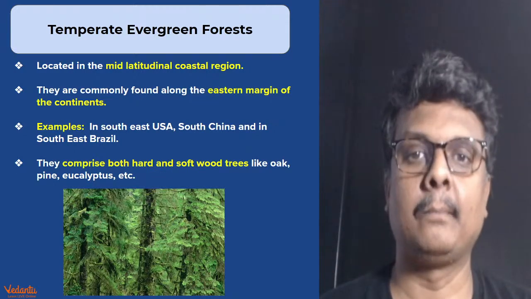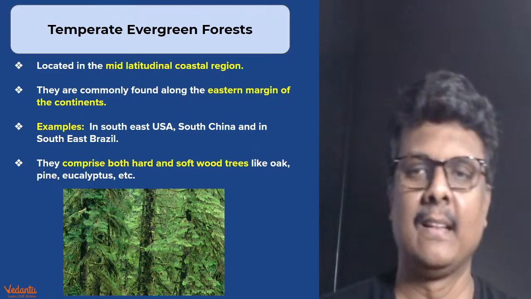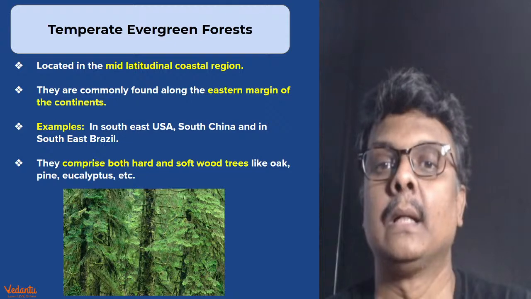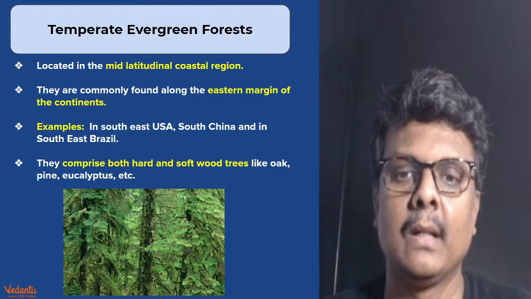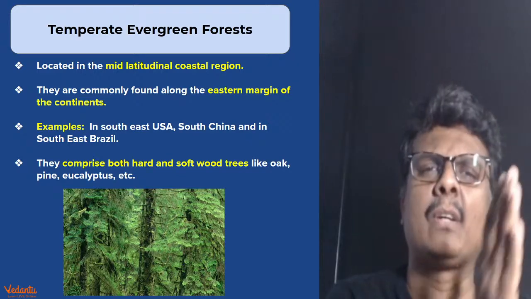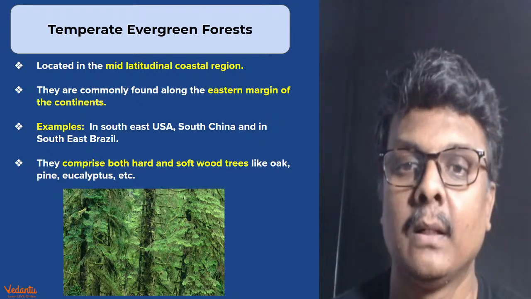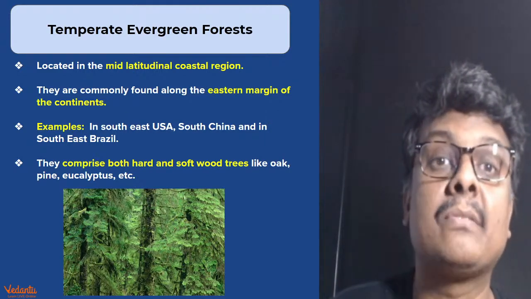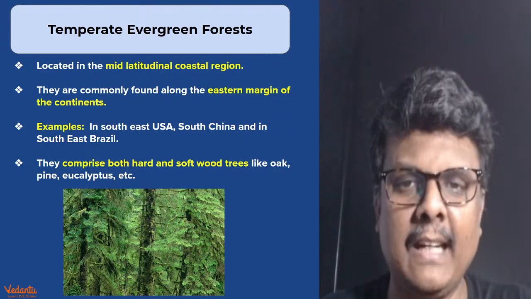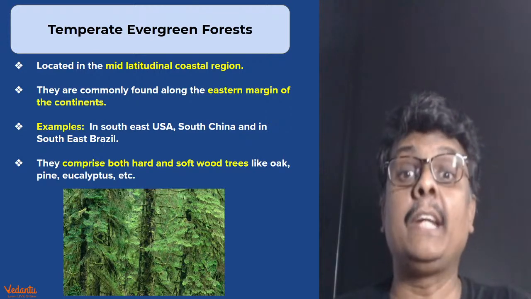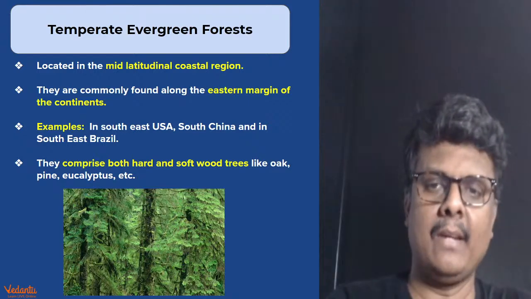Now coming to temperate. Temperate, you will not see them in tropical regions at all. All right. So they are located in mid-latitudinal, coastal regions, and mostly it is in the US, South China, Brazil, etc. Again, these are dense but very different. They are commonly found on the eastern margins of the continents. Typically they are also evergreen, but they are not very dense. A little, you can see them.